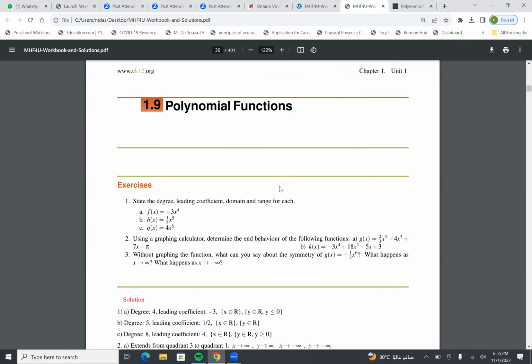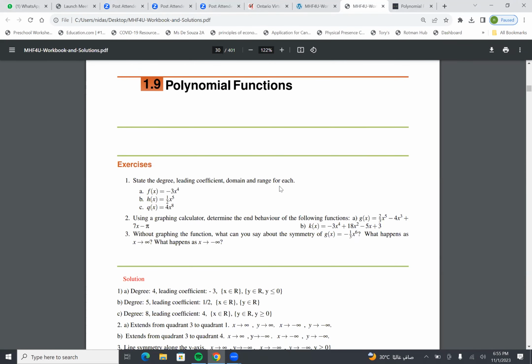Okay, polynomial functions. Finally, an easy topic. Tell me, what is the meaning of the word polynomial? Poly means many, obviously. Very good. Poly means many. So what is the meaning of polynomial and function?